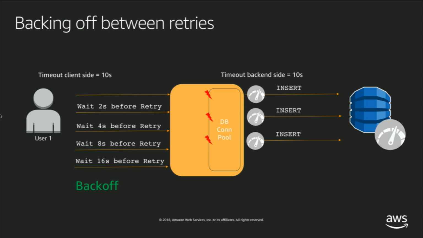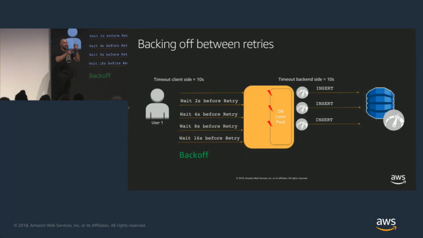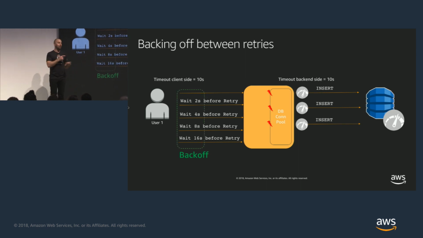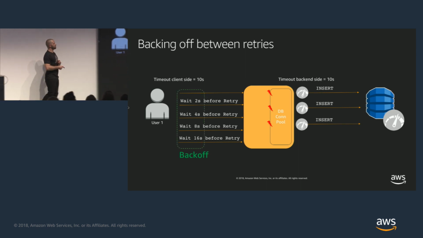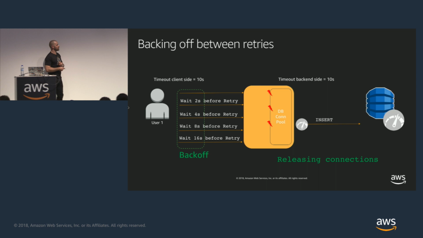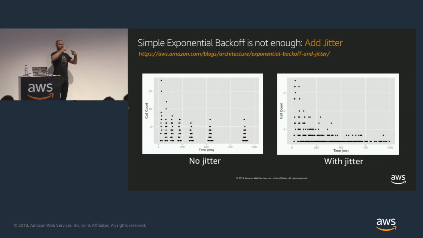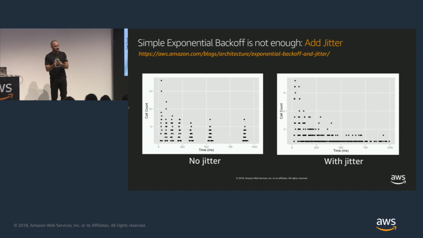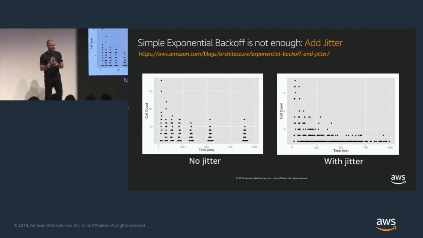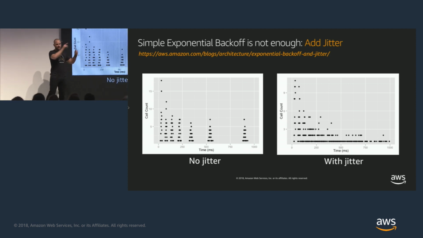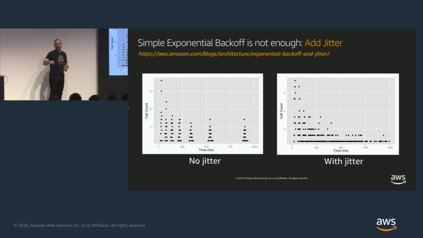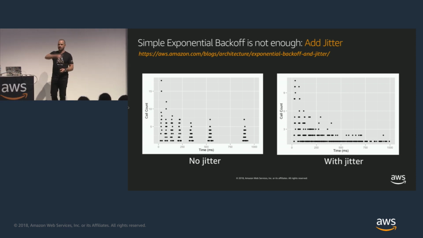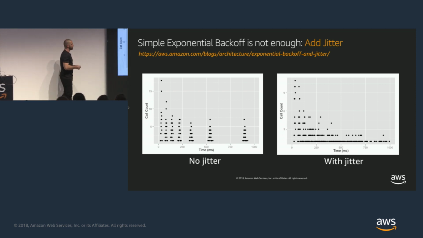Then you could have done a lot of other stuff. You could have waited instead of retrying immediately. And this is called exponential backoff. You probably heard about that. Every time I do a retry, instead of retrying immediately, I wait, for example, 2 seconds, then 4 seconds, then 8, 16. So my wait time before I retry actually increases exponentially. And this is called exponential backoff.